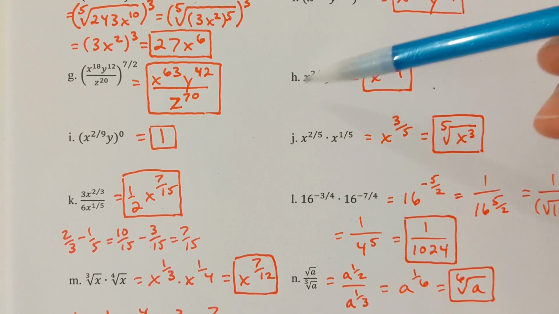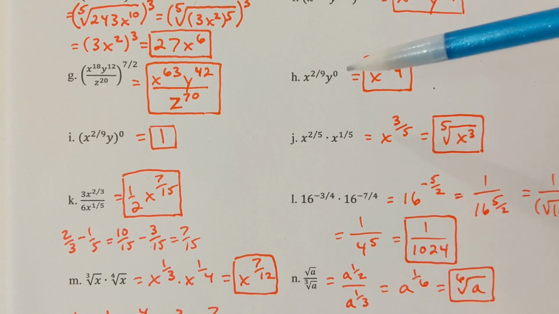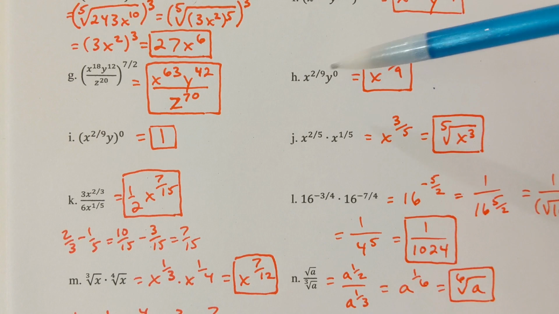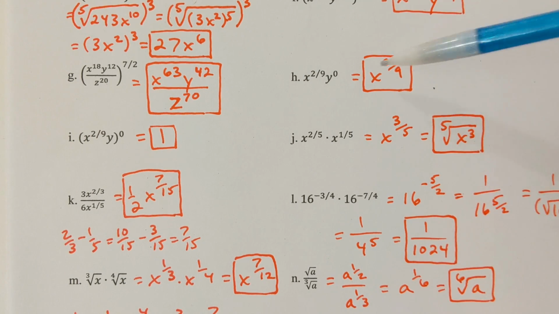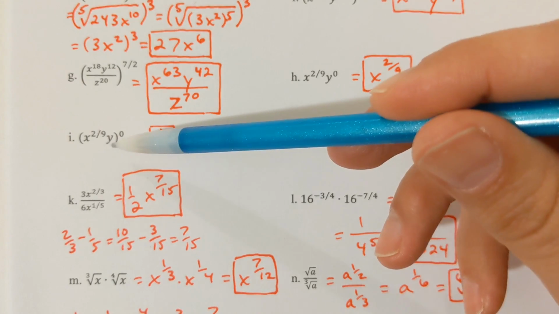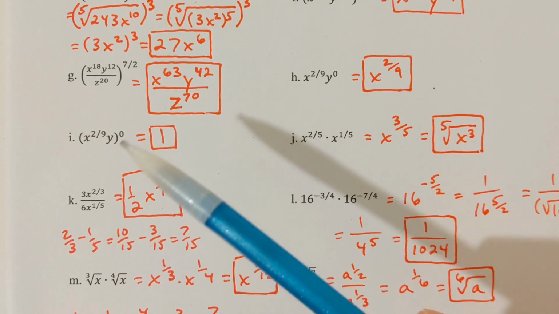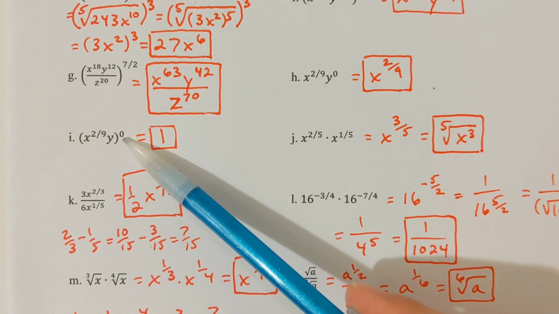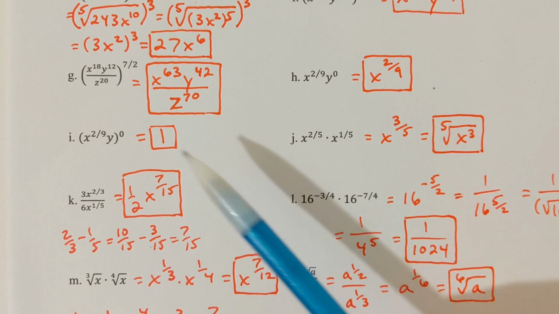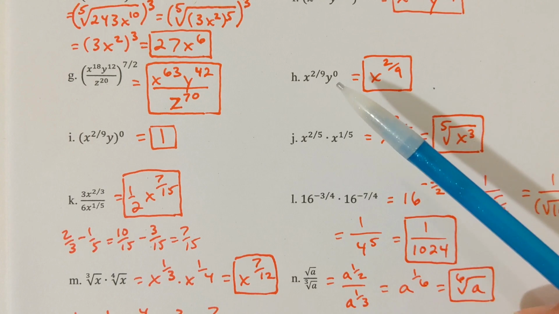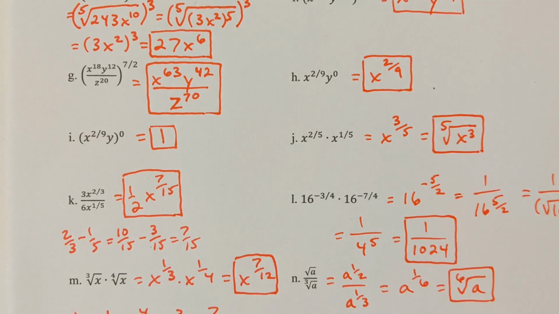You're not raising this entire thing to the 0 power. You're only raising y to the 0 power. So the way to look at this is you got x to the 2/9 times 1, which is x to the 2/9. Now, if I had parentheses around that, okay, yeah, anything to the 0 power would be 1. So x to the 2/9 y, that whole thing to the 0 power, that would be 1. Here's a great example of notation. Parentheses matter, right? If we don't write the parentheses, it doesn't mean the same thing. We don't get the same answer.